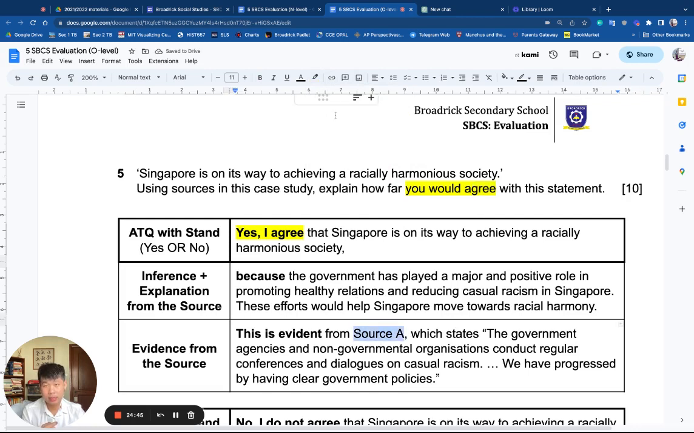The sources are important. You have identified the sources evidence that supports your stand. But ultimately, this stand, you have come up with it because you are thinking about what the source has said. And you craft an argument from it. So for O-level students, just be clear that while the technique is similar to N-level, your approach now, your ATQ is how far you would agree. I would agree. This is the O-level method.